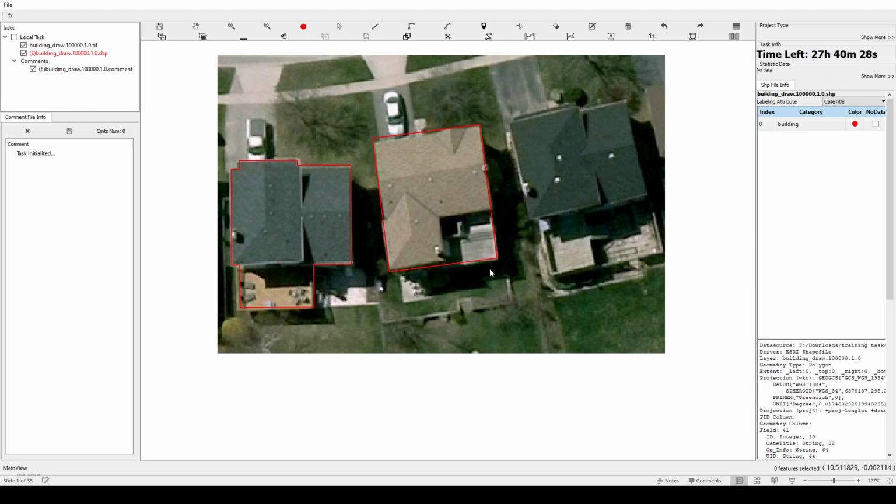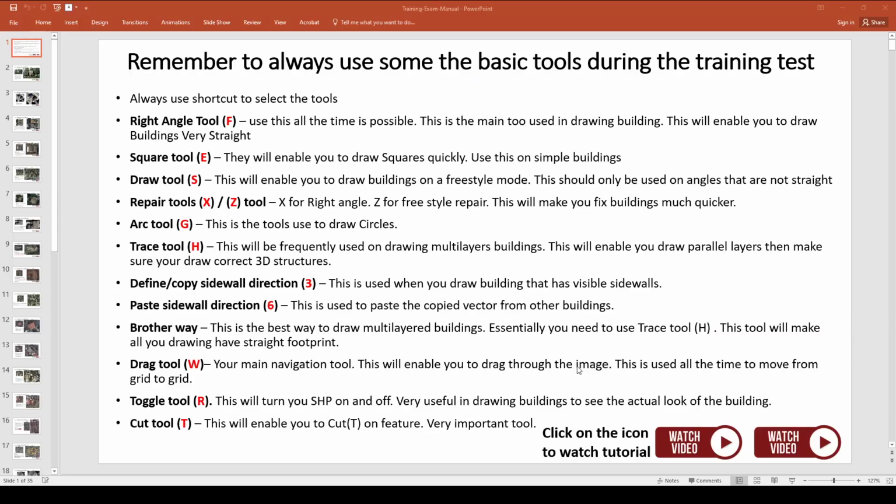That ends the first part of the slide, I mean the first video that we have, because the second video will be more on the 3D side of drawing things. So far we've discussed the right angle tool, square tool, draw tool, repair tool, and arc tool. This part right here will be discussed in the second video.